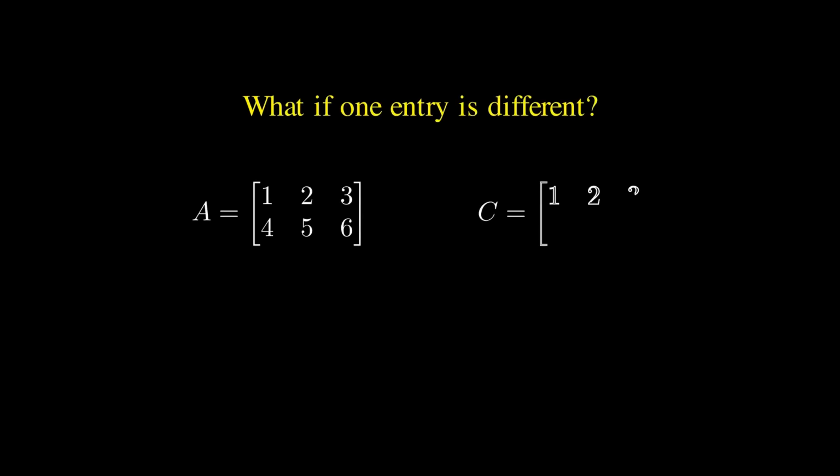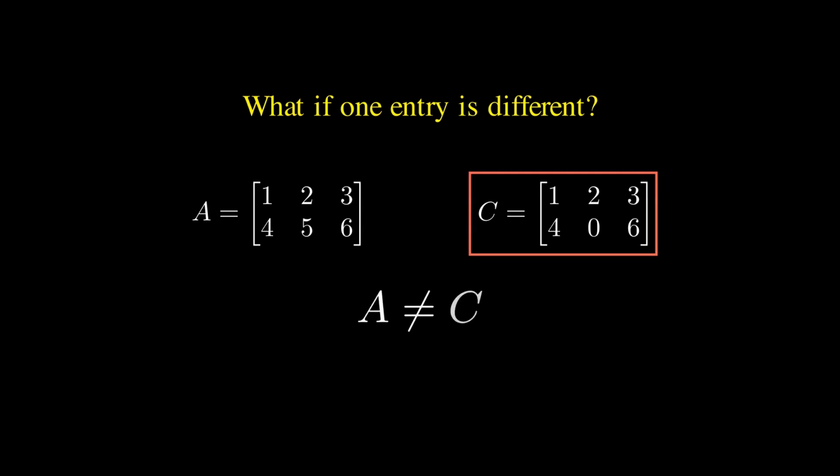Now let's compare matrix A with matrix C. They have the same size but different entries. Notice how the second row, second column entry is different in matrix C. So A is not equal to C.